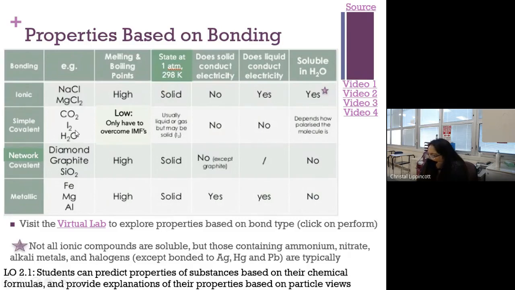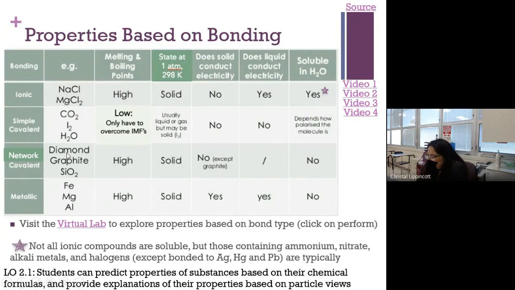Simple covalent, you've got different ones of these. These are your non-metals bonded together. They tend to have very low melting and boiling points because they just have to overcome these IMFs. They don't have to overcome this ionic bonding. Usually liquid or gas, but some are solids. Does it conduct electricity? No, it does not. It does not conduct it in the liquid form either. And it depends on its solubility. Some of them that are polarized do, other ones that are nonpolar are not. So you've got to look at the polarity of the molecule.